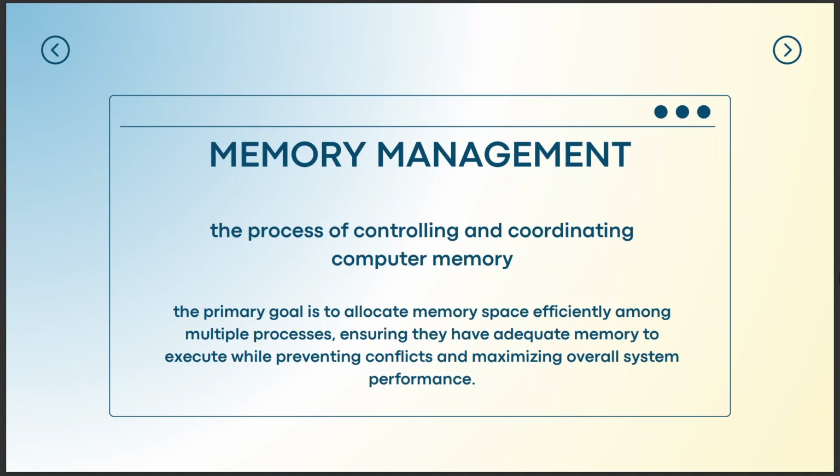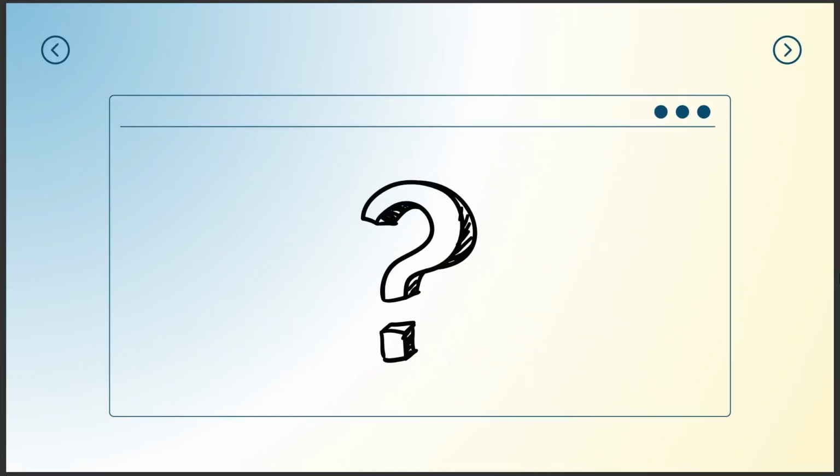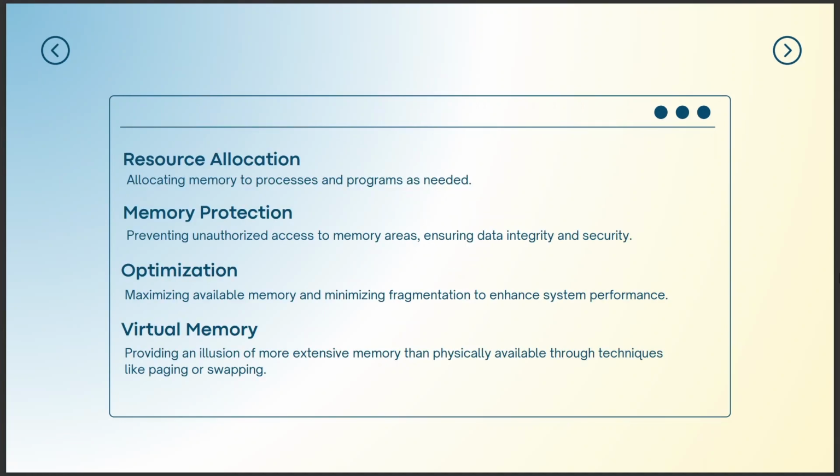Well, that's pretty educational, but what are its uses? You're in luck, because I'm gonna show you some of its uses. First off, we got resource allocation, allocating memory to processes and programs as needed. Memory protection, preventing unauthorized access to memory areas, ensuring data integrity and security. Optimization, maximizing available memory and minimizing fragmentation to enhance system performance. And we also have virtual memory, providing an illusion of more extensive memory than physically available through techniques like paging or swapping.